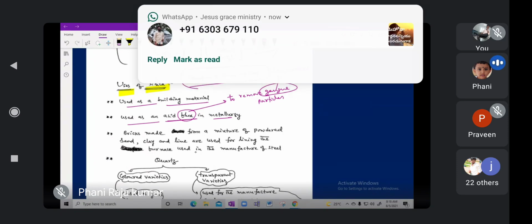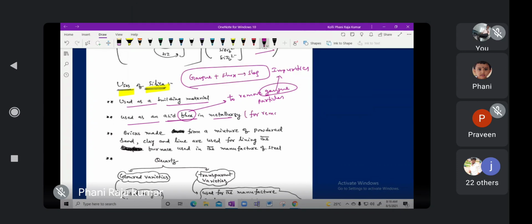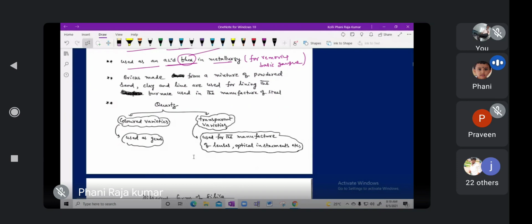Because SiO2 is acidic, it is called an acidic flux in metallurgy, mainly for removing basic gangue. If the gangue is acidic, then we have to add a basic flux. The best one is CaO, calcium oxide.